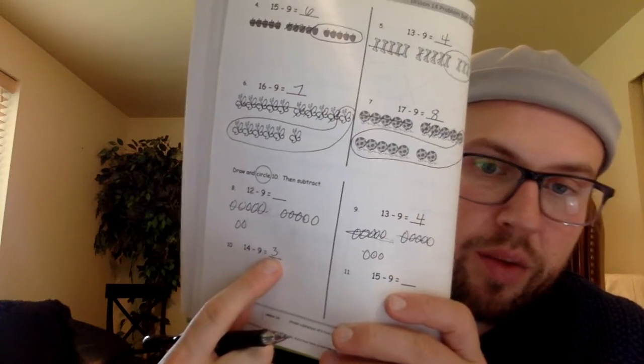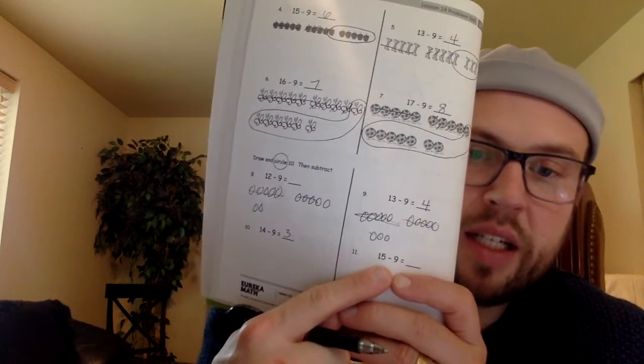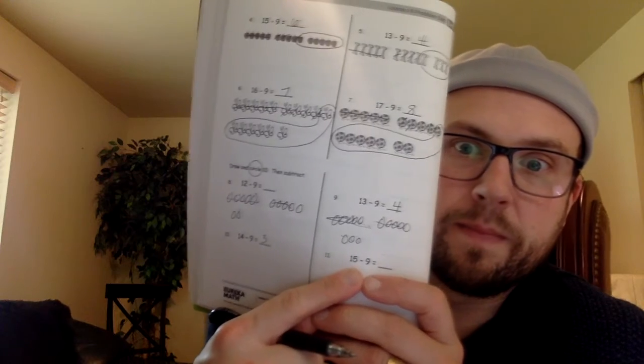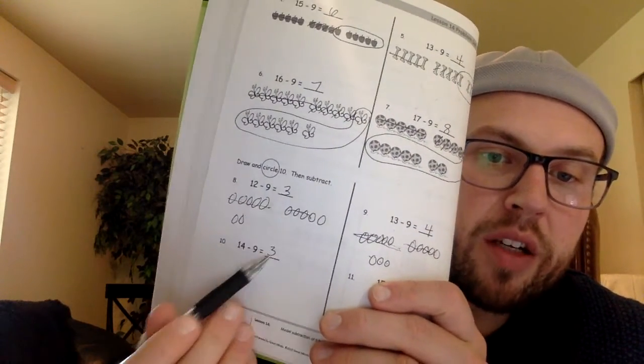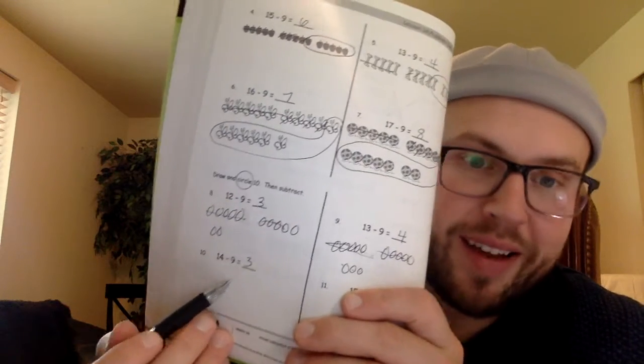Okay? 14 minus 9 is 3, and 15 minus 9 is... Oh no, sorry, I made a mistake here. So I put this 3 here, but it was supposed to go here. So 14 minus 9 is not 3. 14 minus 9 is 5. So I'm going to use my little handy dandy eraser because everybody makes mistakes and that's A-okay.